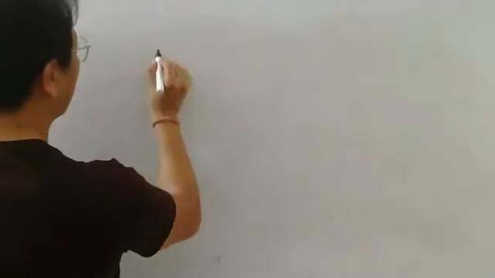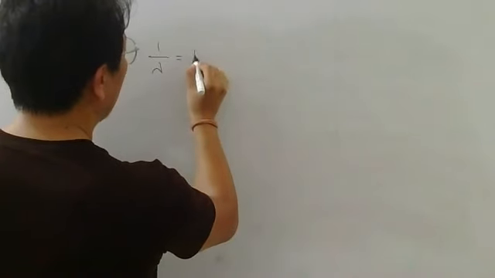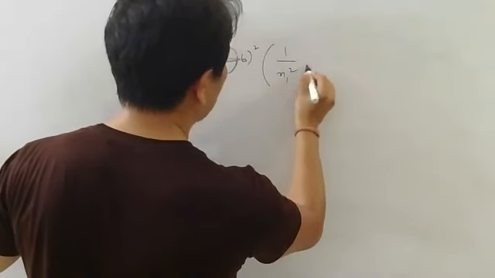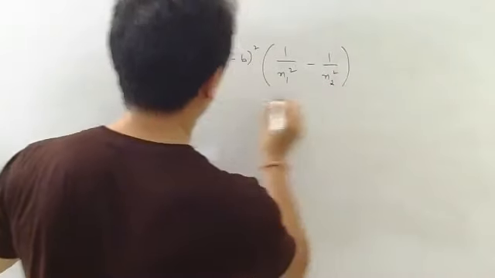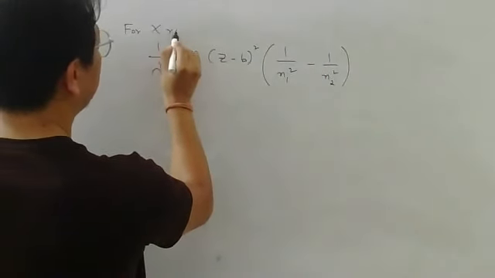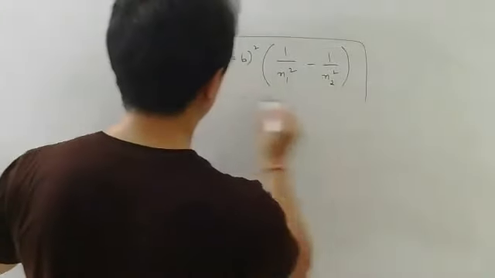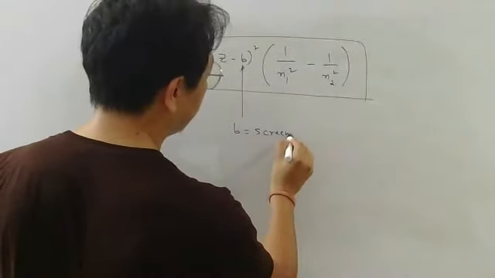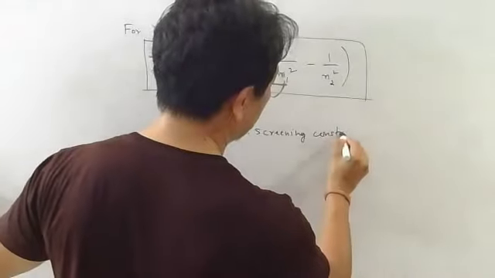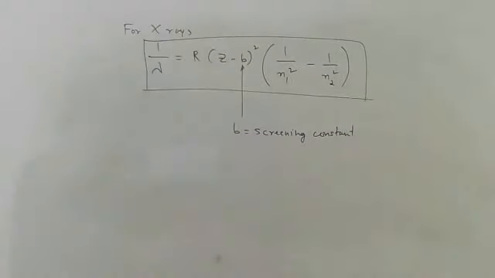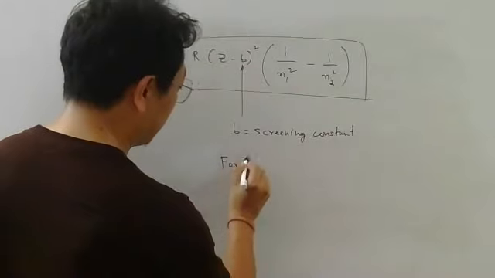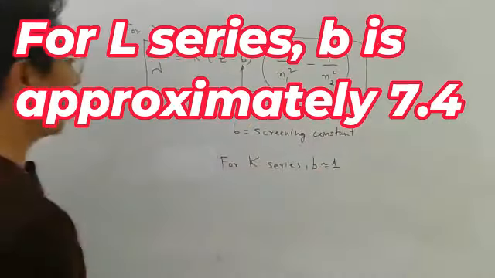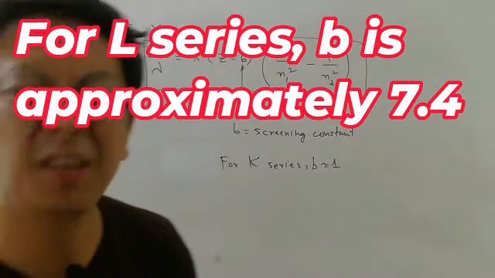Okay, we will write like this. So 1 by lambda is equal to R (Z minus b) whole square, 1 by n1 square minus 1 by n2 square. This is for X-rays. This will cover all the series. As I told, this b is called the screening constant. And for our K series, it is approximately 1 actually, and for other series they will mention it in the exam if by chance they ask.